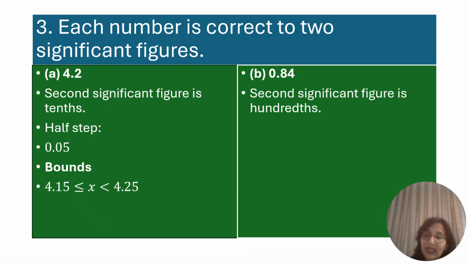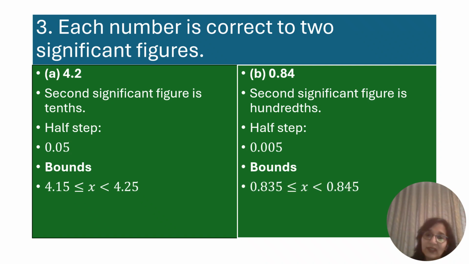0.84. The second significant figure is hundredths. So what is the half step here? It will be 0.005. Please remember, children, when you are solving the questions, write everything step by step and it will make complete sense to you. So what will the lower and upper bounds be here? 0.835 less than or equal to x less than 0.845.